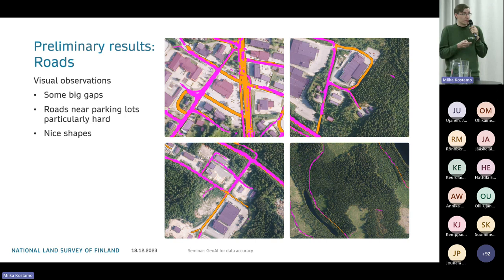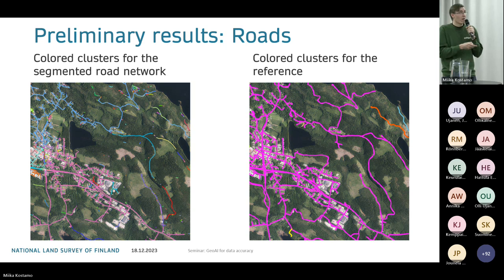And some visual observations: they have quite big gaps. The pink is the segmentation result and the yellowish is the ground truth. Roads near parking lots are particularly hard to detect, but the shapes are nice. And then those clusters show that those gaps appear. If the network is connected, then it has the same color. So if there is a large area with the same color, then it's connected somehow. And on the right, you see how it should look. So there's still quite a bit of work to do.